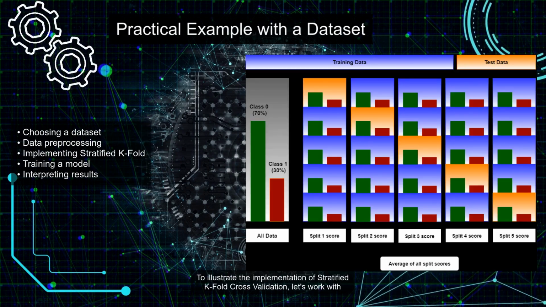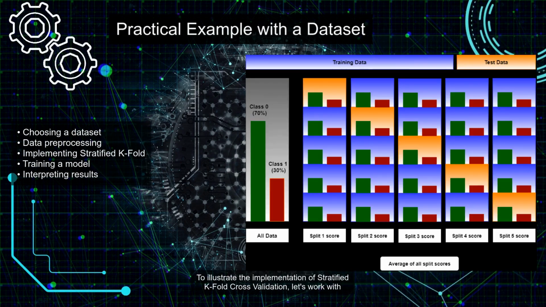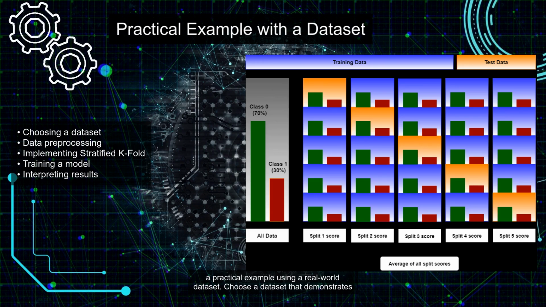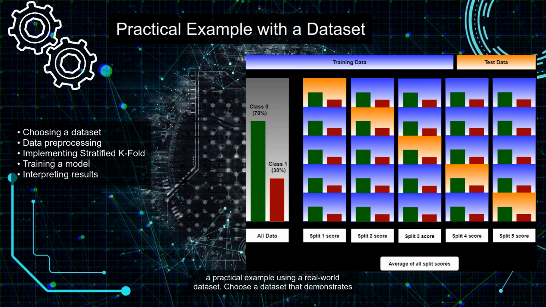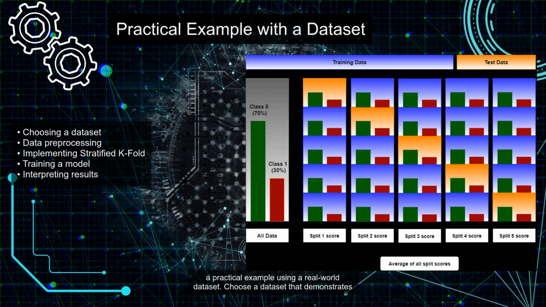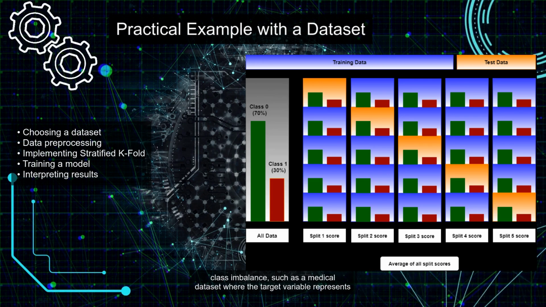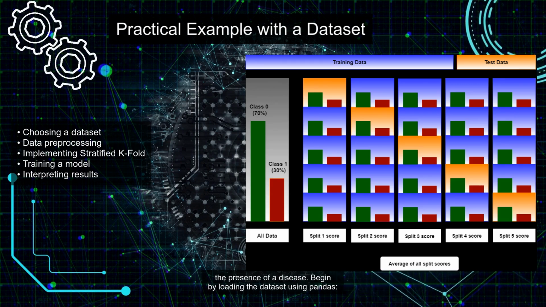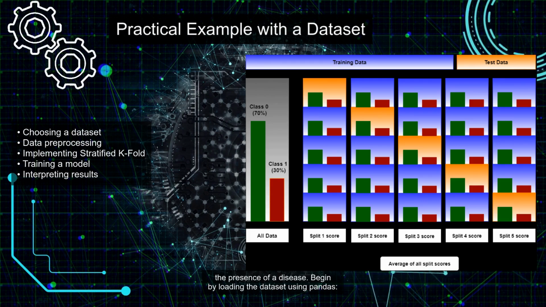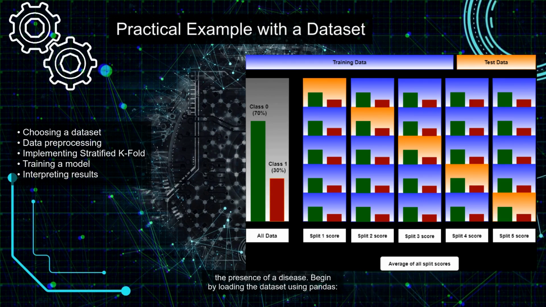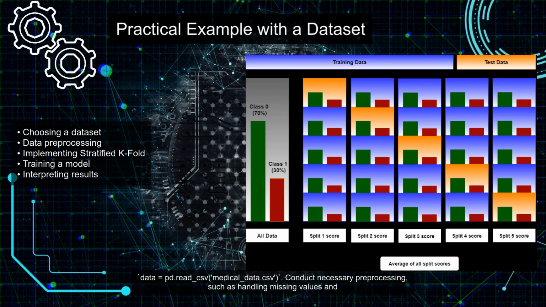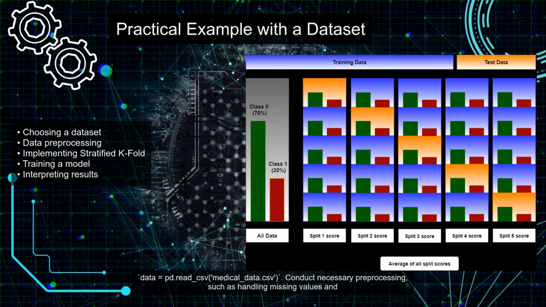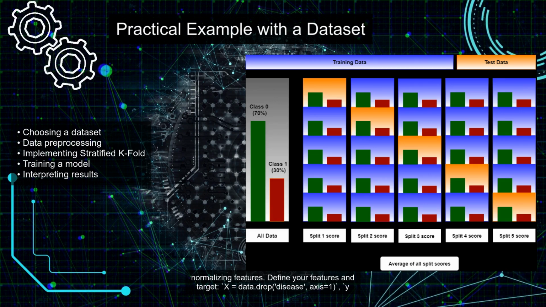To illustrate the implementation of Stratified K-Fold Cross Validation, let's work with a practical example using a real-world dataset. Choose a dataset that demonstrates class imbalance, such as a medical dataset where the target variable represents the presence of a disease. Begin by loading the dataset using pandas: data = pd.read_csv('medical_data.csv'). Conduct necessary pre-processing, such as handling missing values and normalizing features. Define your features and target: X = data.drop('disease', axis=1), y = data['disease'].